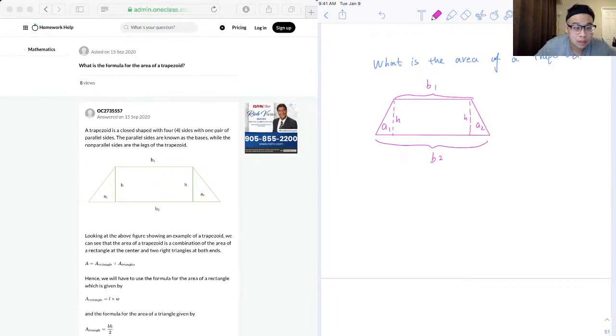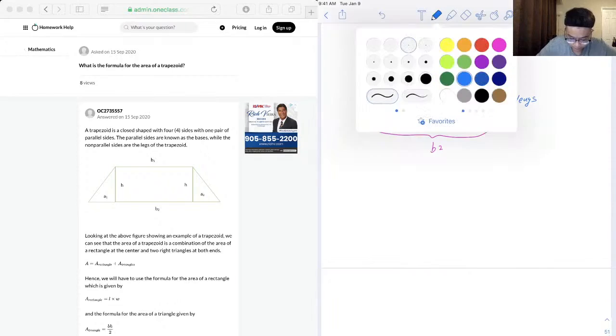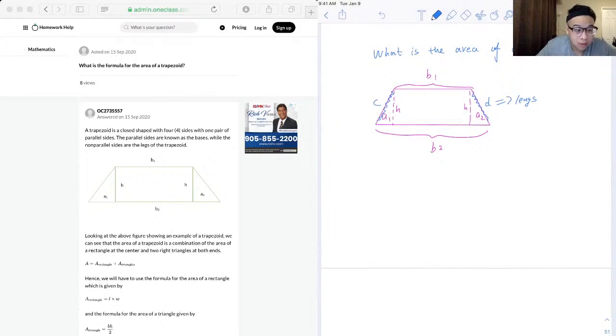As you can see here, B1 and B2 are the pair of parallel sides, also known as the bases. And the non-parallel lines are, in this case, let's call this C and D, this part and this part, and those are what we call the legs of the trapezoid. So by looking at the above figure, we can see that the area of a trapezoid is a combination of the area of a rectangle at the center and the two right triangles on both sides.